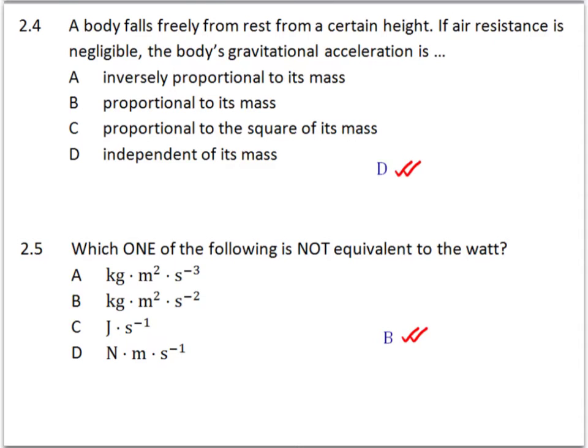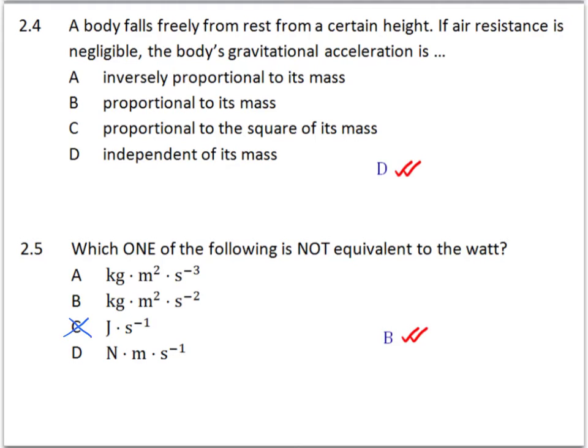Question 2.5 requires you to play around with a couple of units in terms of working out what is equivalent to the watt, and therefore which one is not equivalent. Option C is the easiest one to eliminate at this point, because that basically comes from the definition of the watt. A watt is your unit for power, which is energy consumed per unit time. Units for energy, the joule. Units for time, the second. So the watt is equivalent to a joule per second. This knocks out C as a potential candidate.